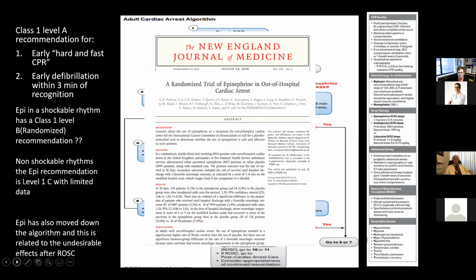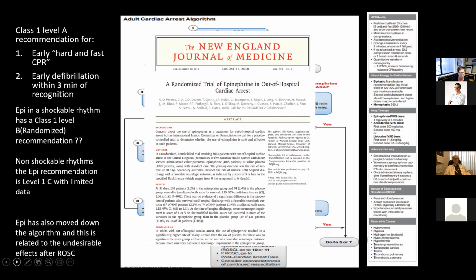So published in 2018, the Paramedic 2 trial took about 8,000 patients in total, 4,000 randomized to saline placebo, and 4,000 randomized to epinephrine. And yes, there was increased survival in the epinephrine group. However, there was significant neurological impairment in that group that survived. So I'm not sure too many people will thank us for saving them if they are not neurologically intact.